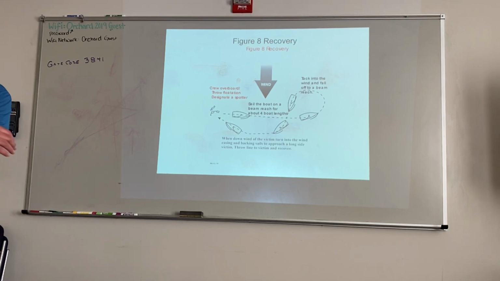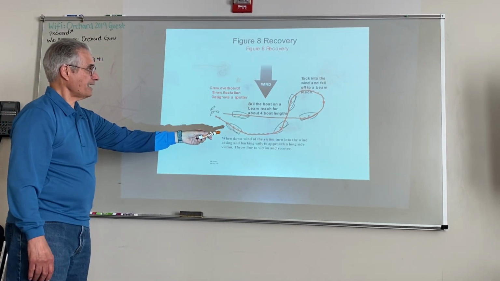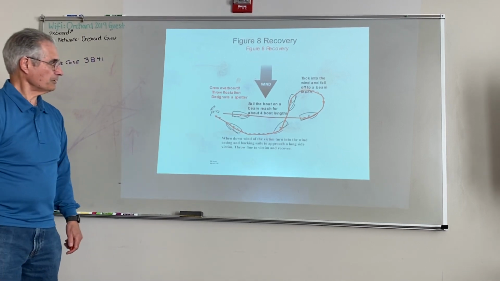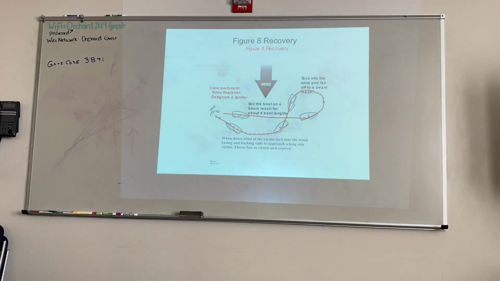Figure 8 recovery, right? This is one you've had as a level 1. You go out about 4 boat lengths, you tack, and you come around and get to the person. On the Interlake, you're going almost dead into the wind when you recover. We talked about that in class.